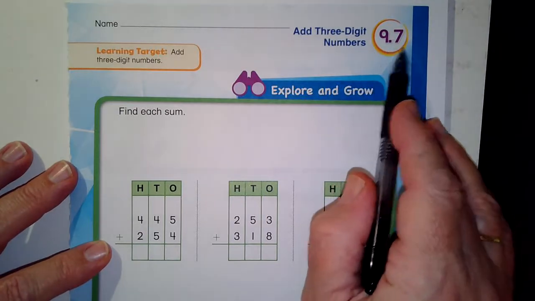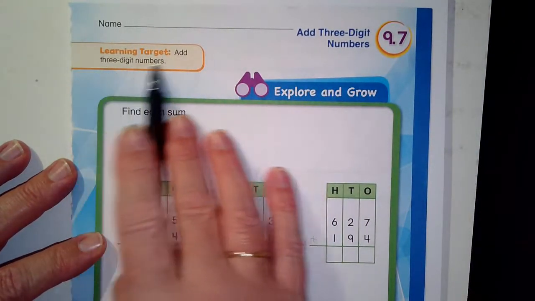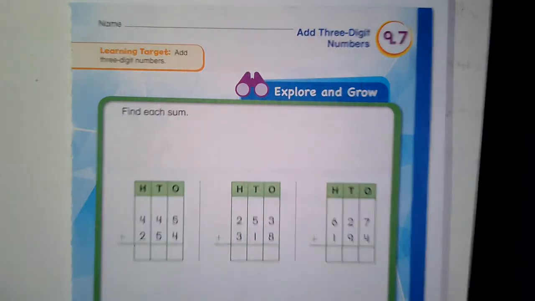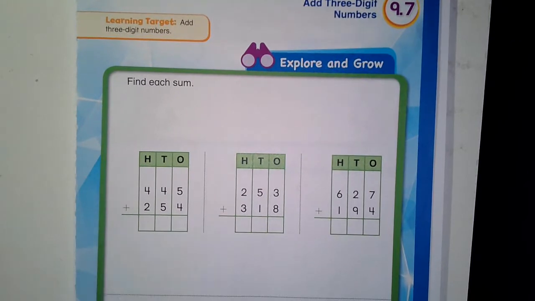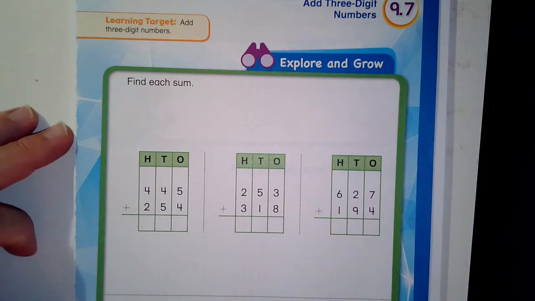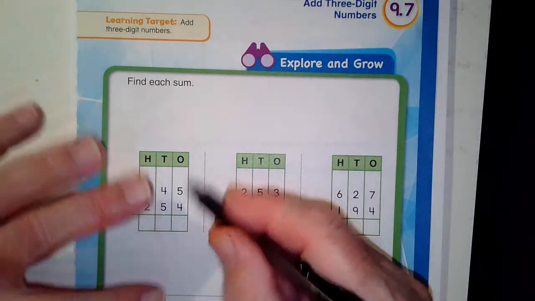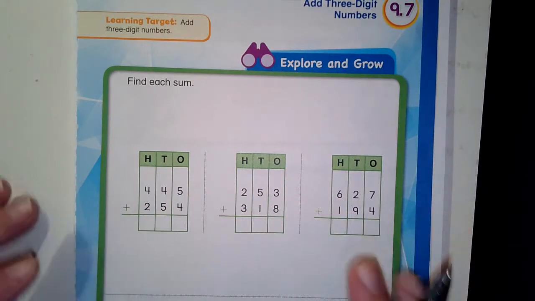We are on 9.7, and our learning target is add three-digit numbers. Now, this is what we were doing yesterday, but today they want us to try to do it without using the pictures if we can. All right? If you like the pictures and that helps you think on how to do these problems the correct way, then absolutely use the pictures, and that's wonderful. If you don't need them and you think I can do these the standard way, then do them this way. All right.